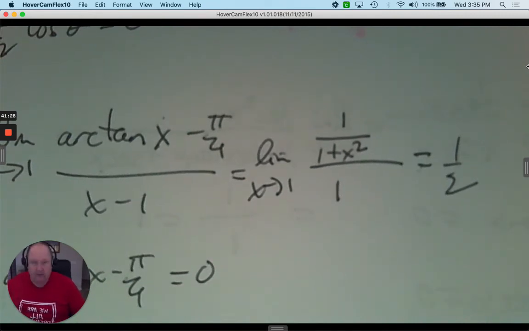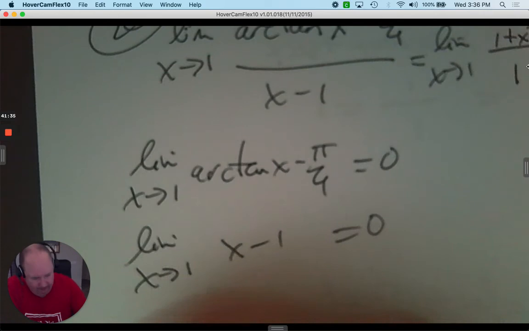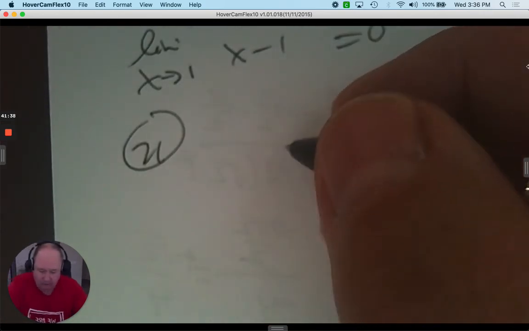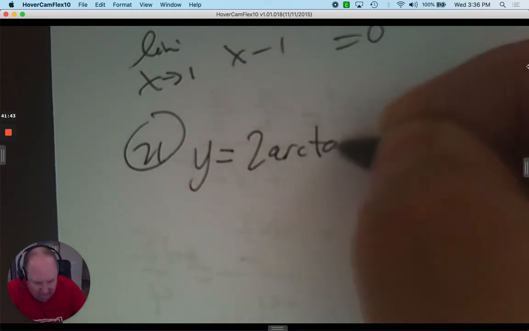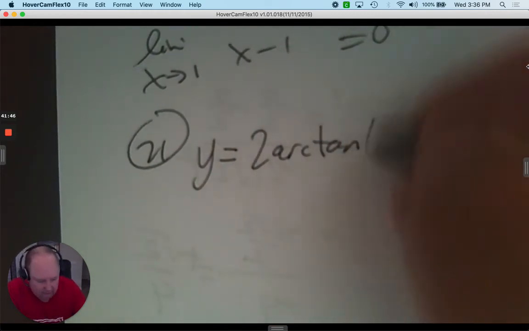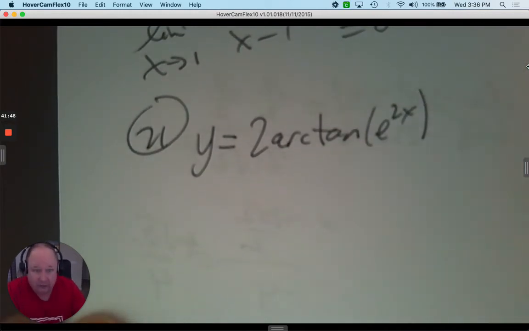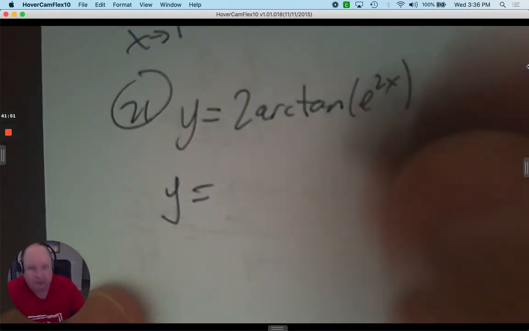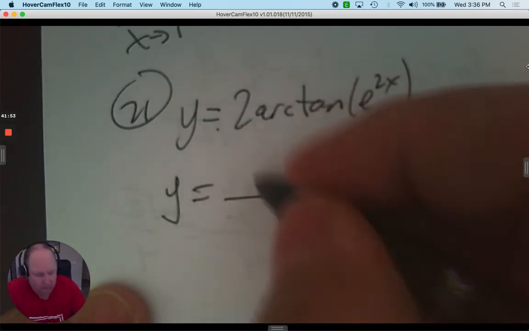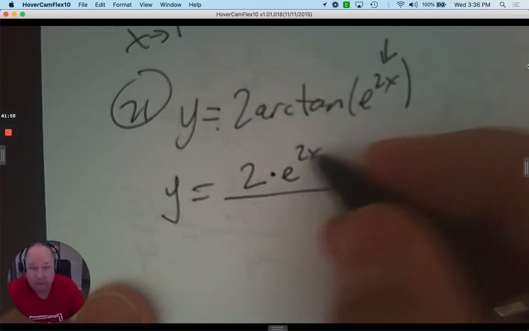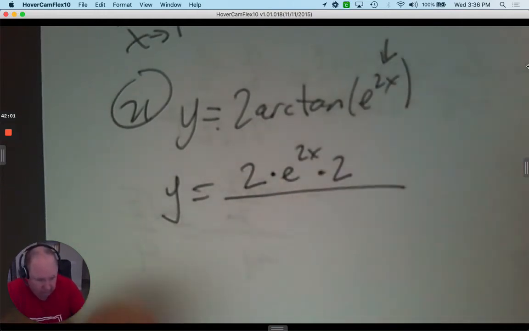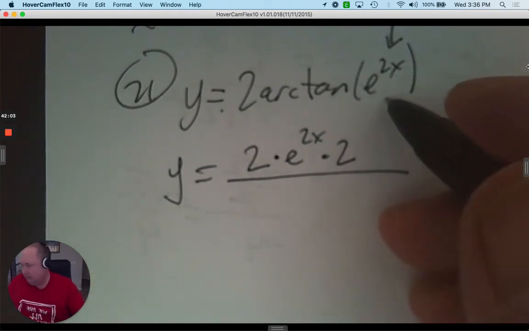All right, number 21. In number 21, y equals 2 arctangent e to the 2x. And it says just take the derivative of that. So y prime would equal, so it's 2. Now the derivative of e to the 2x is e to the 2x times the derivative of 2x, which is 2. So it's really going to be a 4 in the numerator once you simplify it.